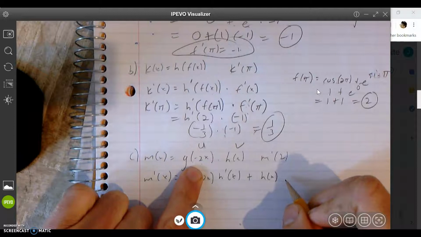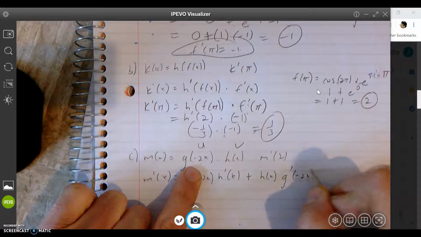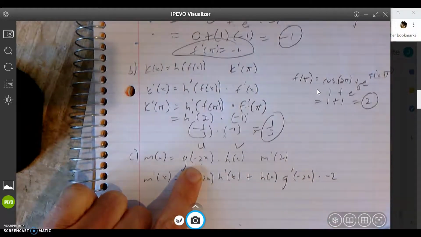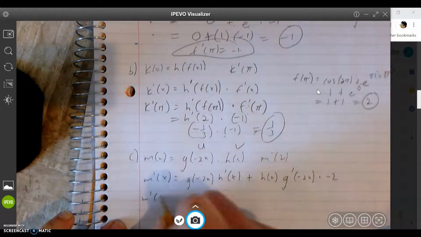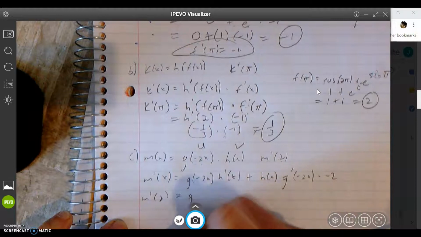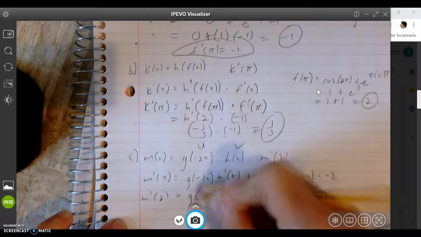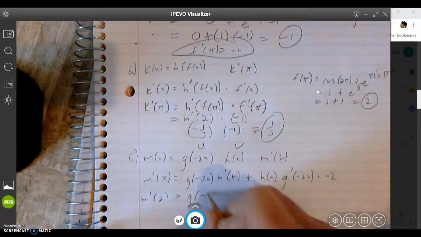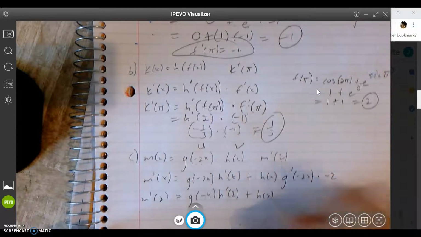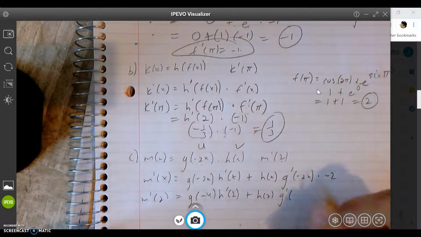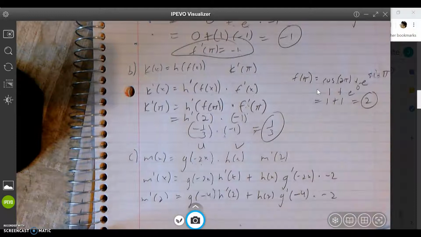When I find the derivative of this, I need to do chain rule: derivative of the outside, keep the inside, times derivative of the inside. Bam. Okay, so I got all that going on. Now I'm going to plug in 2, because that's what it asked for. So it's g of -2 times 2, which is -4. Let's put that right in. g of -4 times h prime of 2 plus h of 2, and then g prime of -2 times 2, which is -4, times -2.